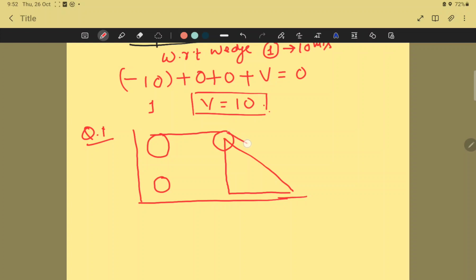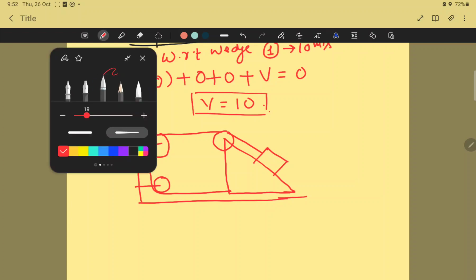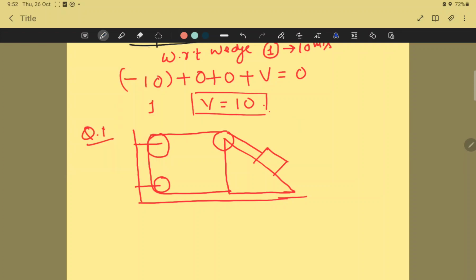Let's take some block is there. Fine. And this is connecting like this. Once the wedge is moving downward direction, let's take v. So what will happen? Let's quickly mark the point first.